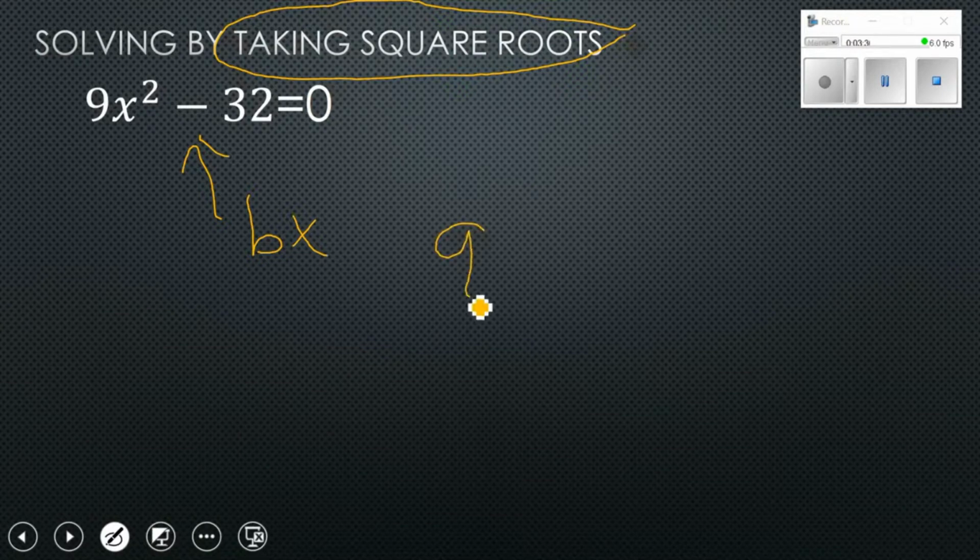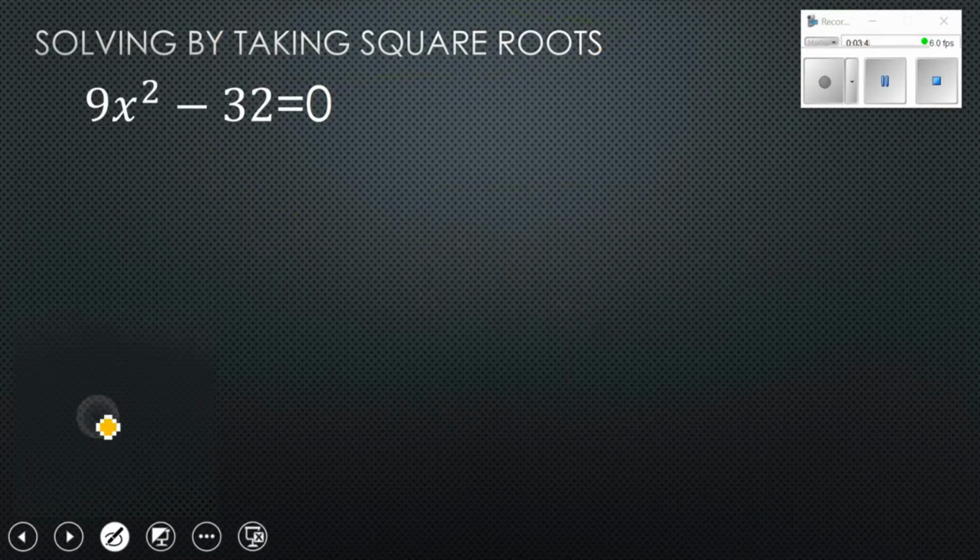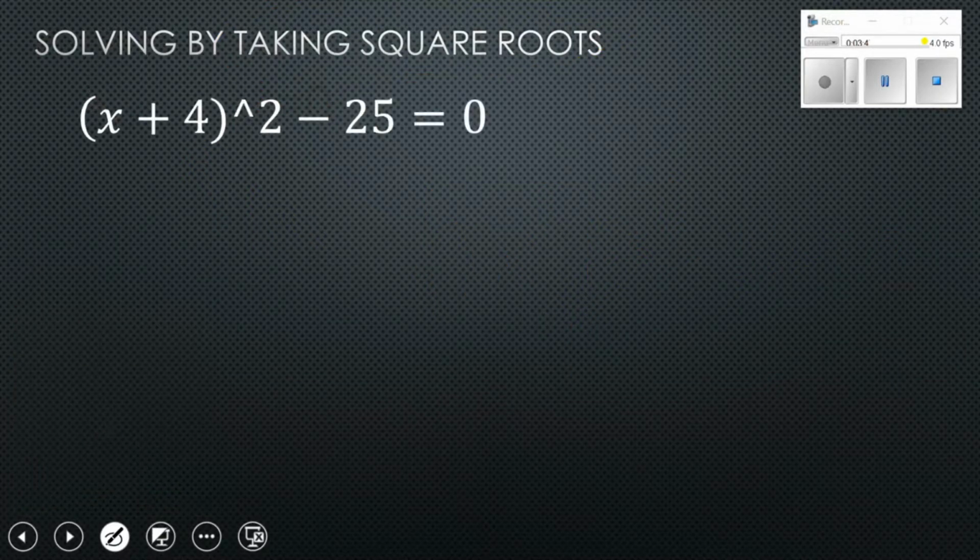So let me just kind of illustrate that real quick. So if there were an x there, and I were to add my 32 over here, when I go to square root this side, notice this does not simplify. So just on a note here, taking square roots only works when we don't have a bx term, or when we have it formed like this, where we have a parenthesis squared and just a number over here.